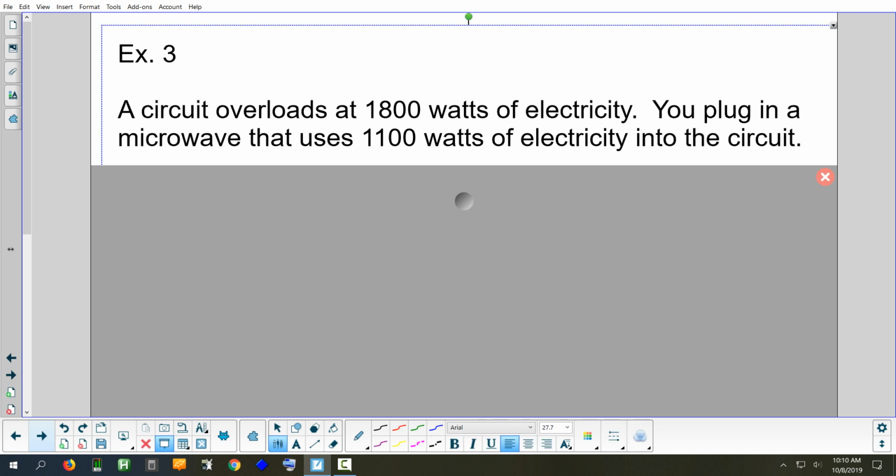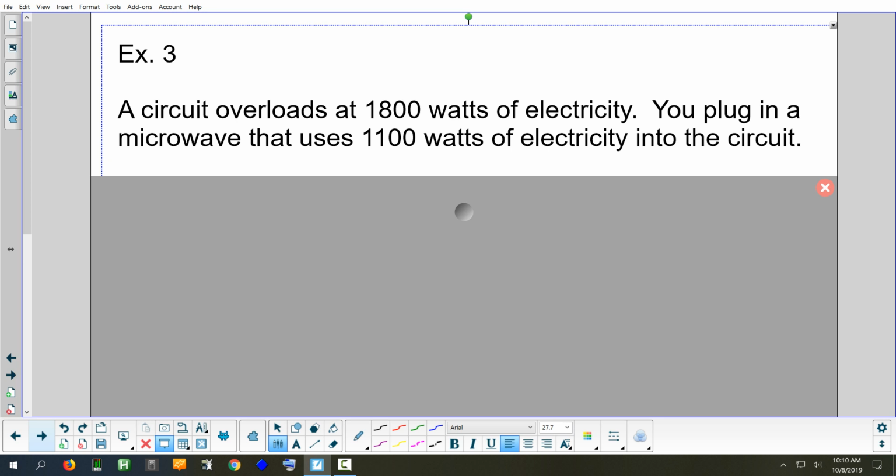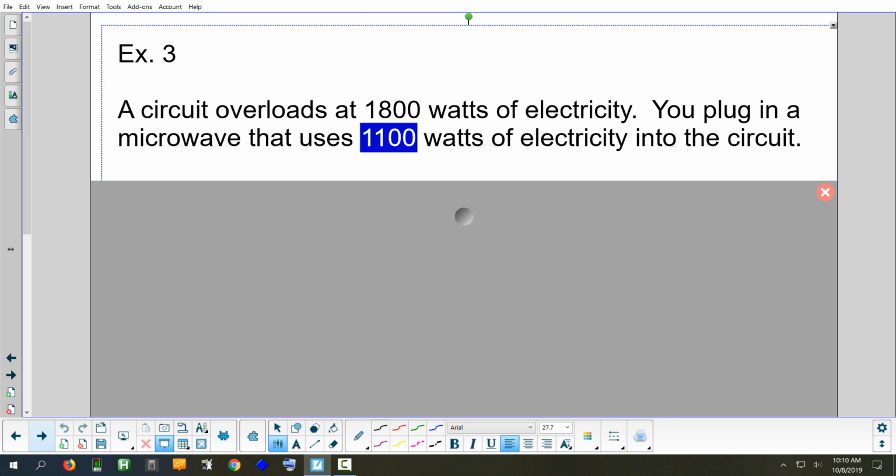So this says that a circuit will overload at 1800 watts. That's when it overloads. So you plug in a microwave that uses 1100. Is that okay on the circuit? Yeah, it's okay, right? You can use up to 1800, you can't go over. But 1100 is definitely under, so that's okay.